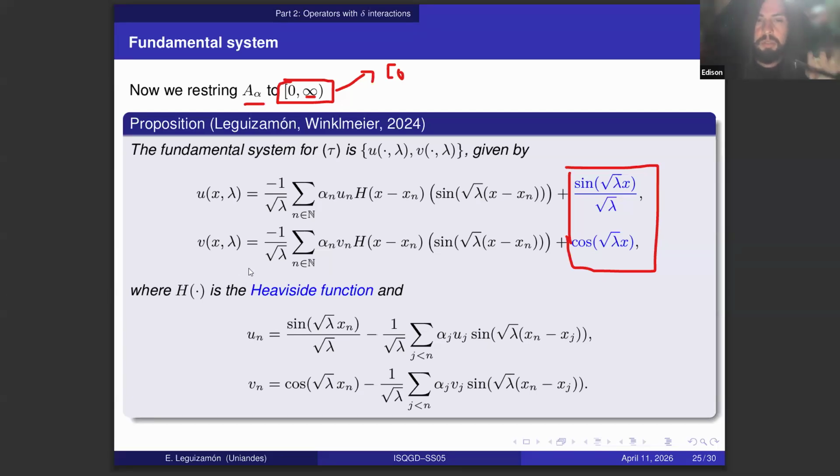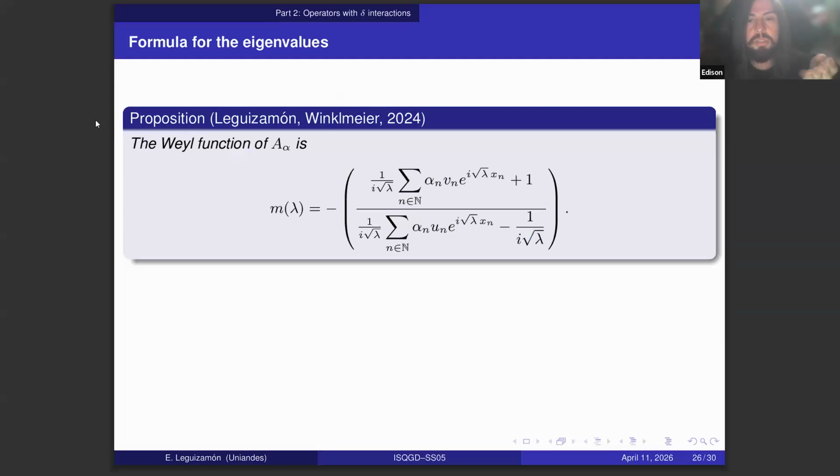So we managed to calculate this, and actually it's a funny calculation because after some details of convergence of the Laplace transform, you can do that as an exercise of a differential equation course. And if we have the fundamental system, we managed to calculate the Weyl function. So we are able to calculate the poles of this Weyl function, and we have a formula for the poles. That is when this guy is equal to 0.